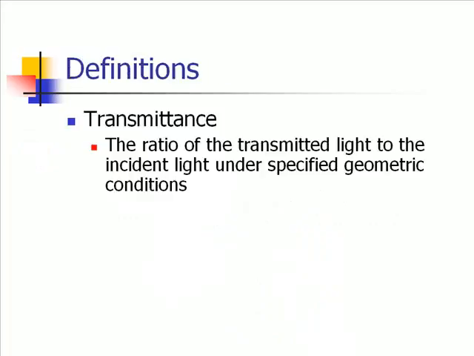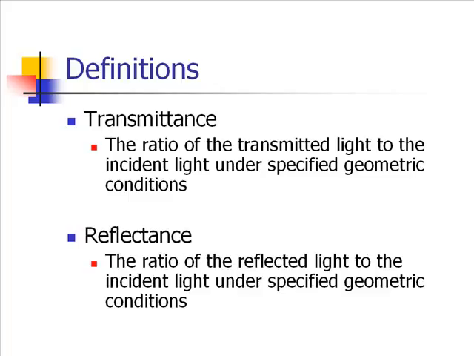Transmittance, a couple definitions here. The ratio of transmitted light to the incident light under specific geometric conditions. Basically telling you how much light is transmitted compared to what hit it. And reflectance is the ratio of reflected light to the incident light under specific geometric conditions. So you can measure transmittance and you can measure reflectance if you so desire. Specular reflectance is a reflectance that excludes diffuse reflection as in a mirror and does not produce color.